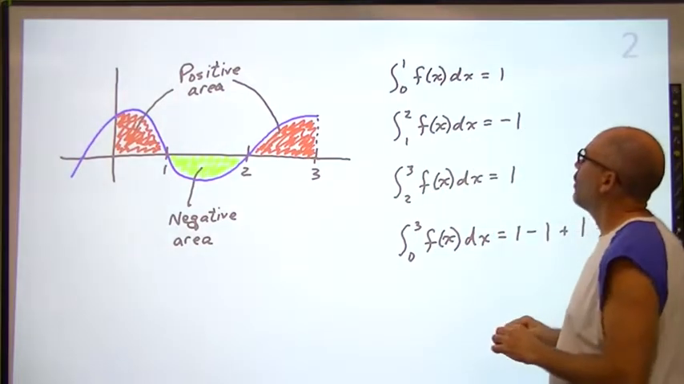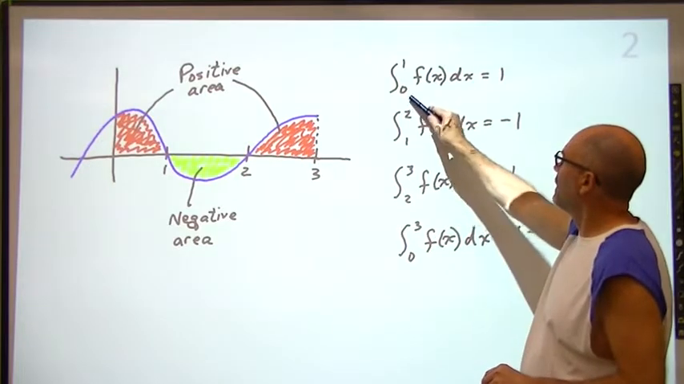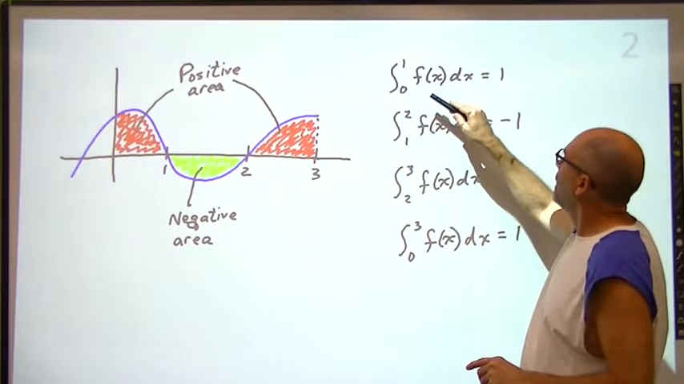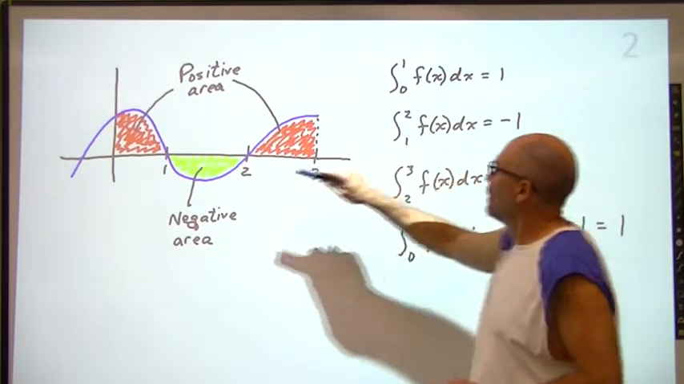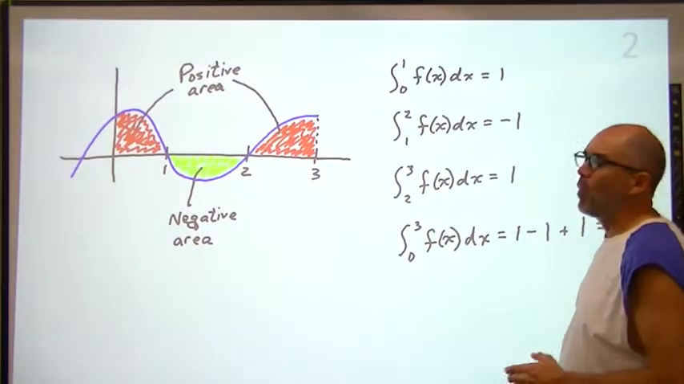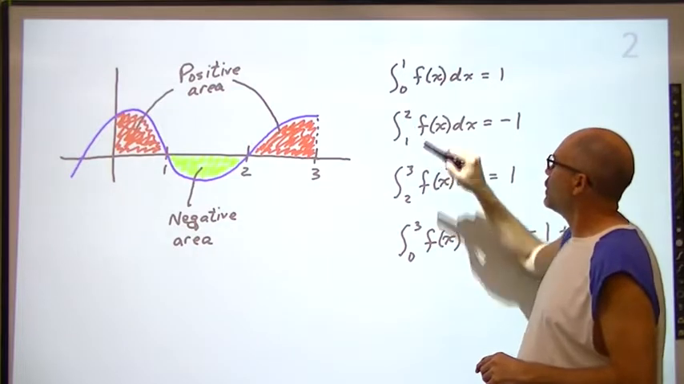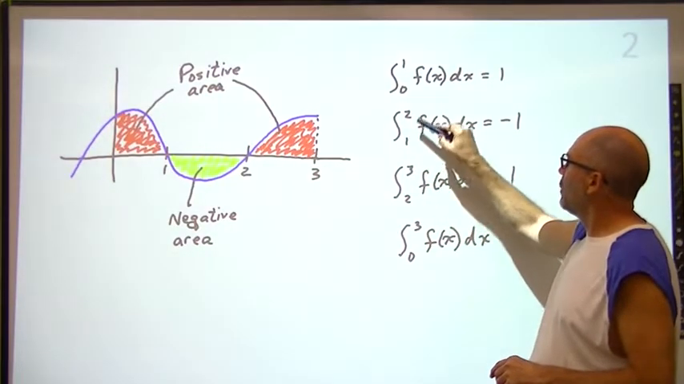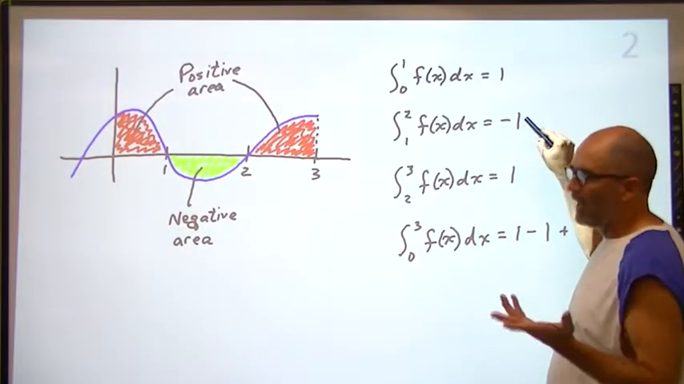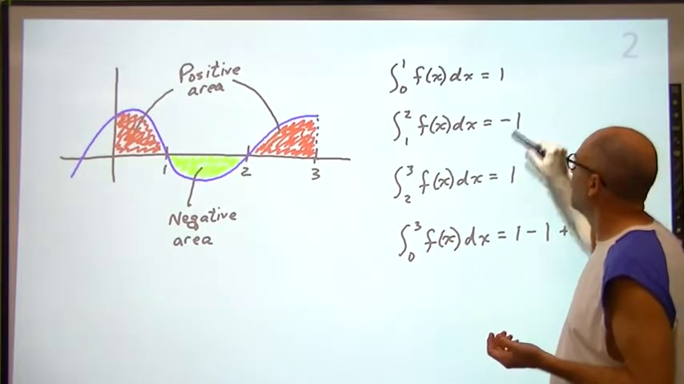Now, if I were to go from 0 to 1, that means I start at 0 and I move to x equals 1. That's going to be this first red area. And let's just say hypothetically that that area equals 1. Now, when I take the integral from 1 to 2, that means I'm starting at 1 and ending at 2, then that's going to be a negative 1. And once again, I just assigned those values at random, but it is negative.